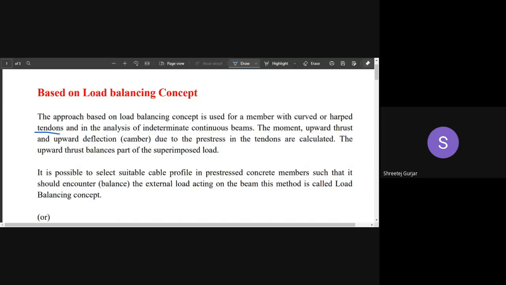The moment which is generated, M, and the upward thrust which is generated, WUP, I have shown you, along with the upward deflection. Upward deflection, that is, in this way your beam is bent, right? Your beam deflects. It will start to hog. It deflects in the upward direction. It is hogging and it is not sagging. All these things are generated because of your pre-stress.